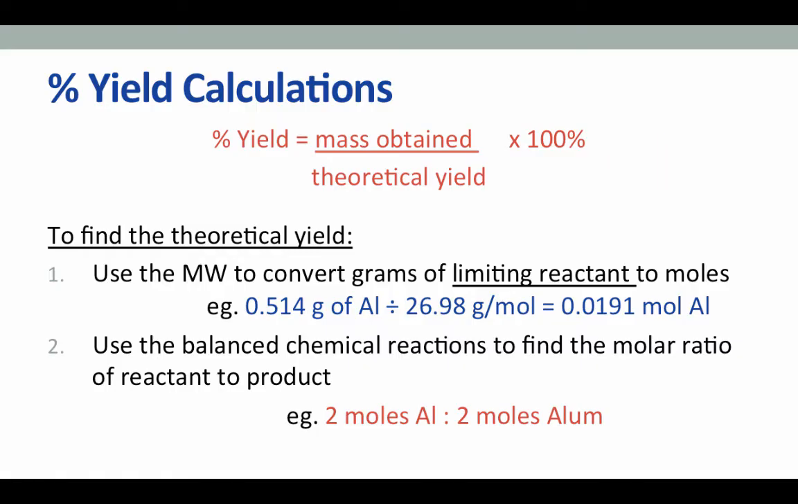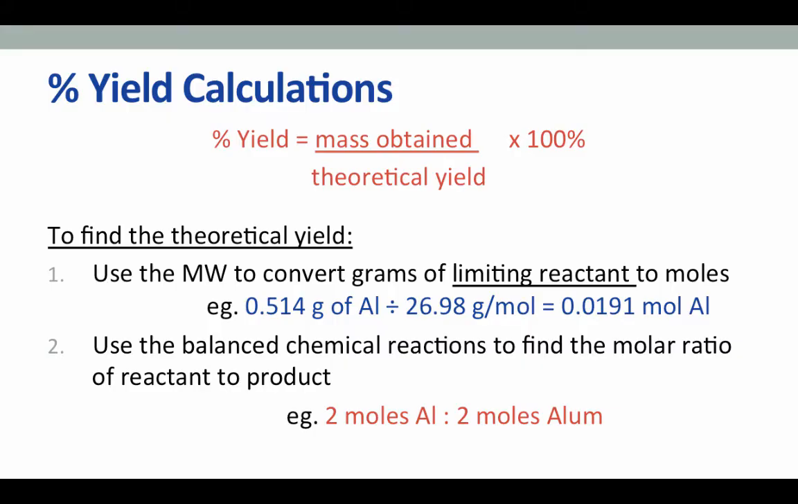So as I said, percent yield is a measure of the success of the reaction. To do a percent yield calculation, the mass obtained is fairly simple to achieve. You simply weigh the amount of alum crystals that you get at the end of the experiment. That's what you obtained. The theoretical yield is a little more tricky. For the theoretical yield, we have to consider the balanced equation and the stoichiometry and the molar ratio between our limiting reagent and our product.